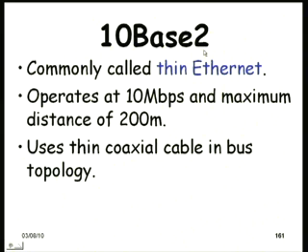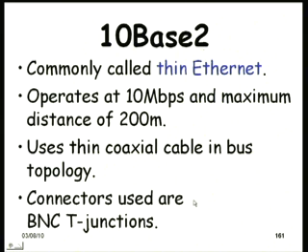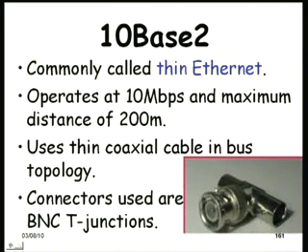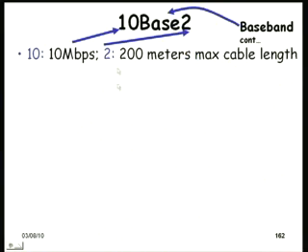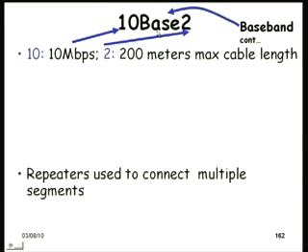It uses a thin coaxial cable in bus topology. We had seen the bus topology, the BNC T junctions and so on. It used to be like this: the coax cable. The 10 stands for 10 Mbps, 2 for 200 meters, and base for baseband transmission. I hope all of you know what a baseband transmission is, and how it differs from a broadband transmission. So, the LAN transmissions occur at baseband.